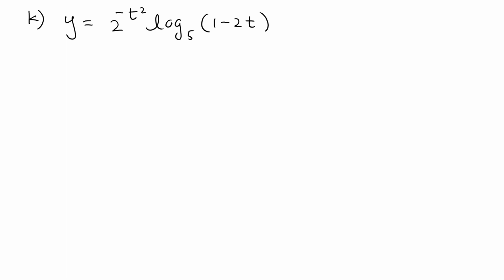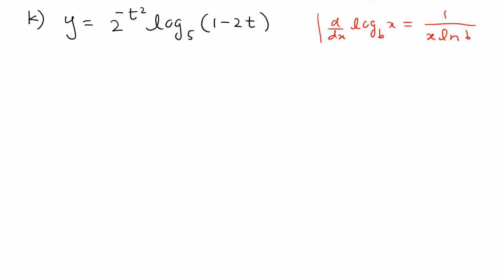As the next one, we have y equals 2 to the negative t squared times log base 5 of 1 minus 2t. So let's recall the derivative of a log function when we have other bases. When you have log base, let's say, a or base b, we simply do this like ln, so that you get 1 over x, but you have it divided by an extra ln b. So that's the derivative. When you have an exponential function, you multiply by ln b. When you have a log, you divide by ln b. Okay, so let's try.